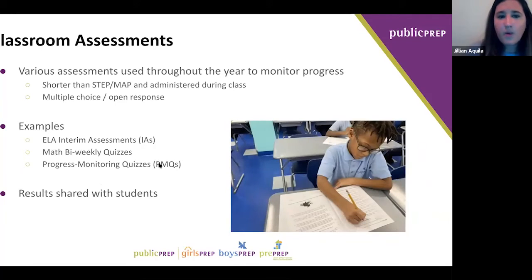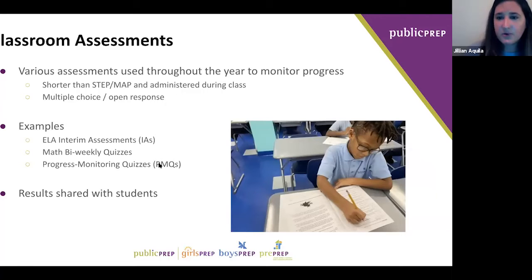So while MAP and STEP are really big benchmark assessments that we use a few times a year, there are other shorter classroom assessments that we use a little bit more frequently to measure progress. Some things you might have heard of are the IA, also known as the interim assessment, that's used in humanities or English language arts classes to assess students' reading. And there's the biweekly quizzes, also called progress monitoring quizzes, that are used in math. These often take place sporadically throughout the year to check students' progress against grade level standards and expectations.